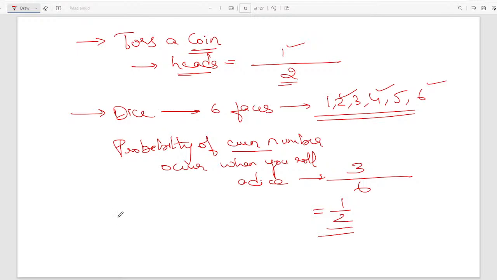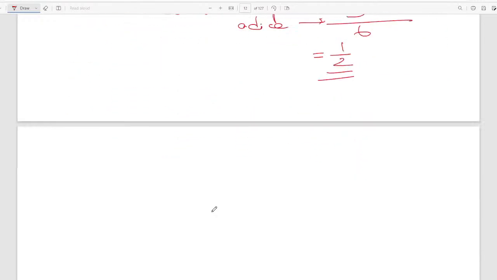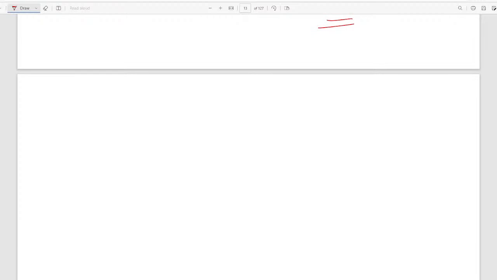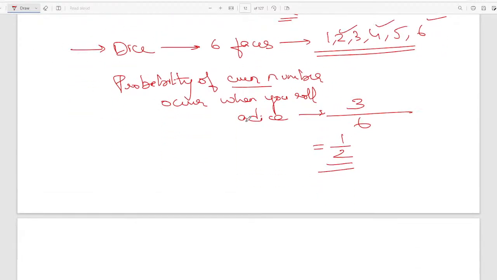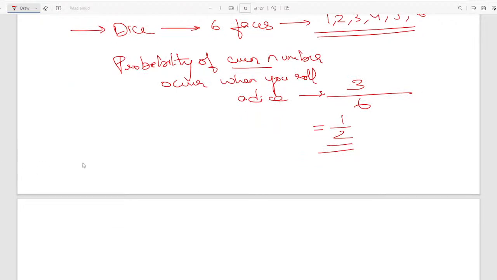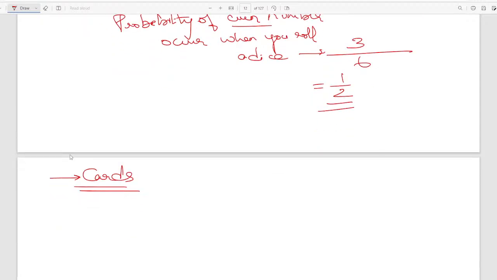Okay. Next, we'll cover certain basics of this thing. In this case, a coin has 2 faces. The dice has 6 faces. And then there are cases where they ask you about cards, playing cards. So in this case, please note down the basics here. There are 13 cards of each suit.